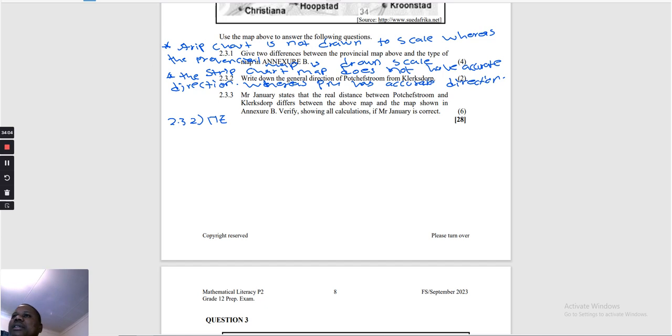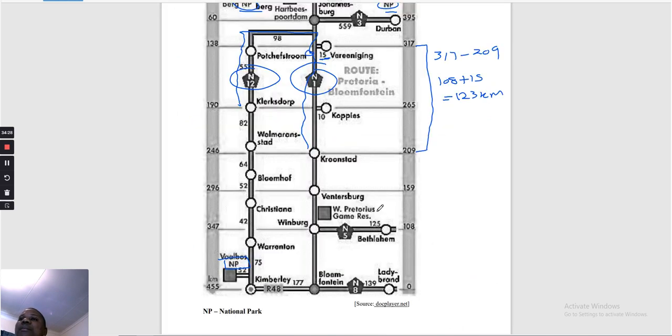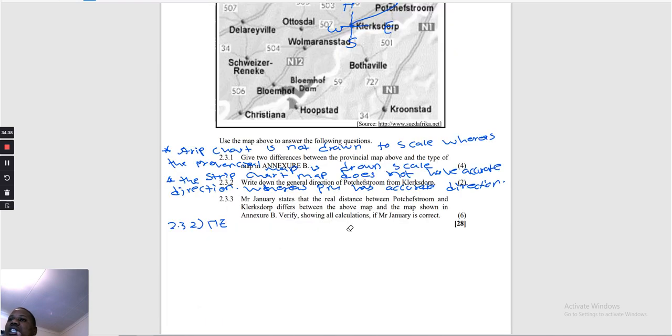2.3.3. Mr. January stated that the real distance between Potchefstroom and Klerksdorp differs between the above map and the map in Annexure B. Okay. What is going to happen here? We are given the scale, but in the map on the annexure, we don't have the scale. We can clearly see the distance from Potchefstroom to Klerksdorp, which is 55.